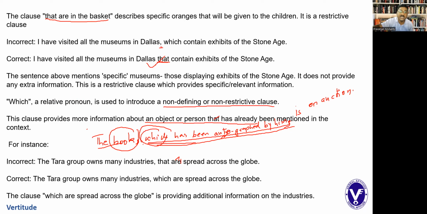सो वहां पे हम विच लगाएंगे, जो कि नॉन रेस्ट्रिक्टिव या नॉन डिफाइनिंग क्लॉज। The Tara Group owns many industries that are spread across the globe. So the Tara Group owns many industries, the sentence is complete. But I am giving additional information about the industries, which are spread across the globe. So that's why here we are using which, ठीक है ना। The clause which are spread across the globe is providing additional information on the industries.